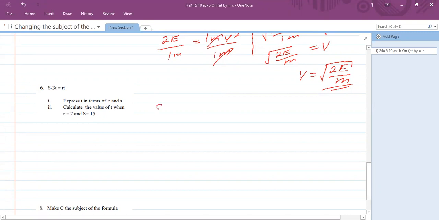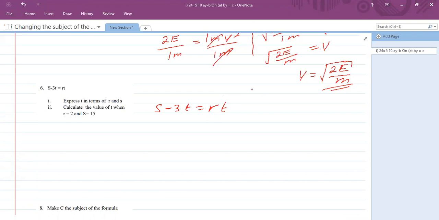So you have S minus 3T is equal to RT. How do we make T the subject? So we group it first. You have to group them first, right? Just like we did previously, when you see 2 letters on different sides and I want you to make one the subject, you group them on one side. So how do I group it? What will I do? What do you suggest?